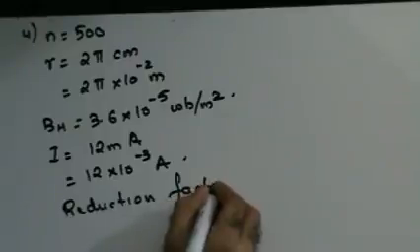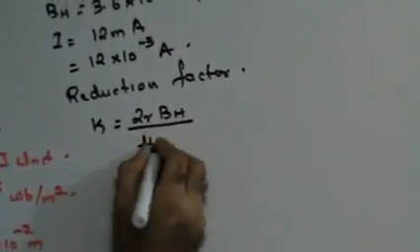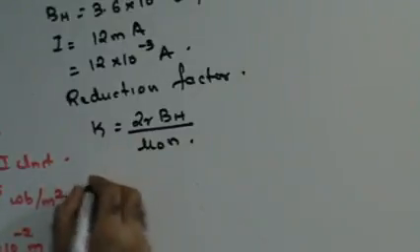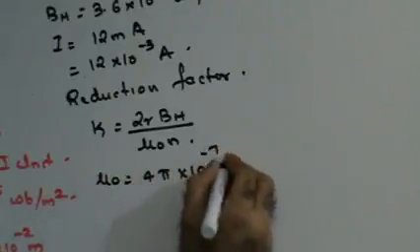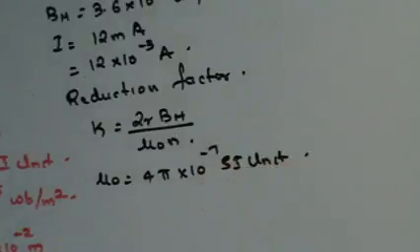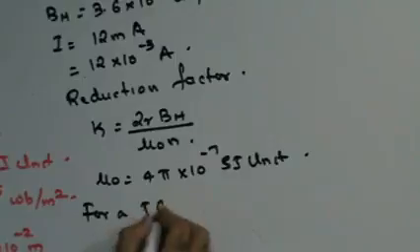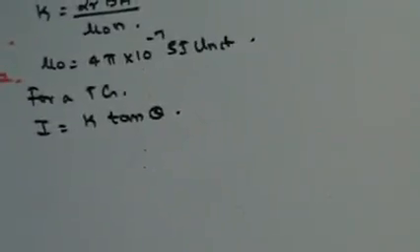Reduction factor. For a tangent galvanometer, reduction factor K is nothing but 2r dh upon mu 0 n, that constant value that you had, where mu 0 is 4 pi into 10 raised to minus 7 SI units. Once you know the reduction factor, the current for a tangent galvanometer is reduction factor into tan theta. That's how we derive that current is directly proportional to the deflection.